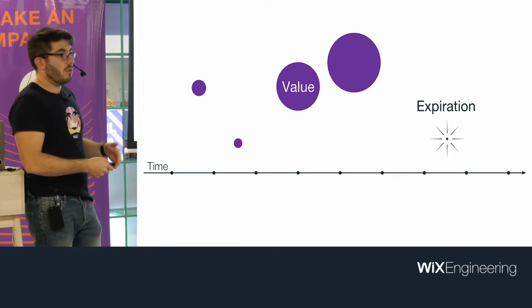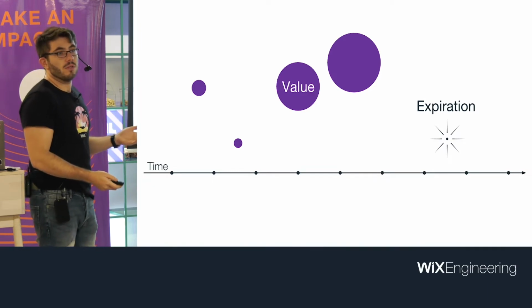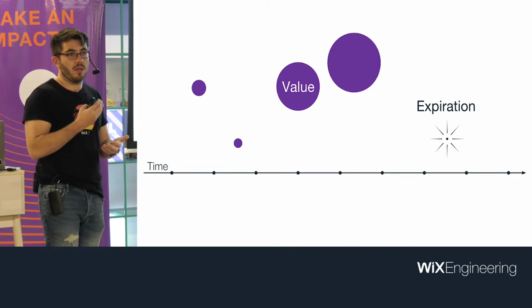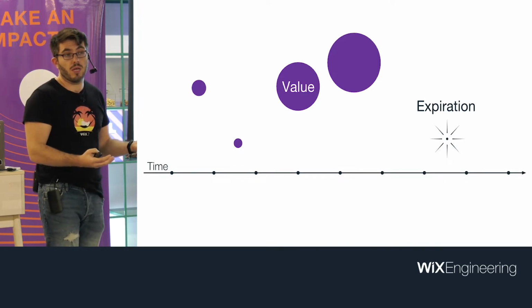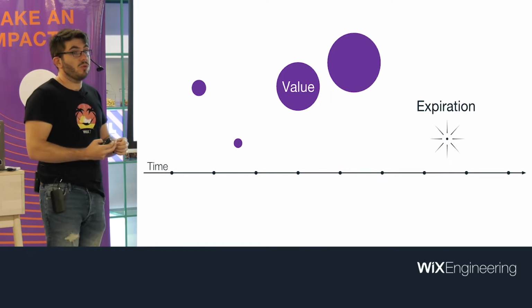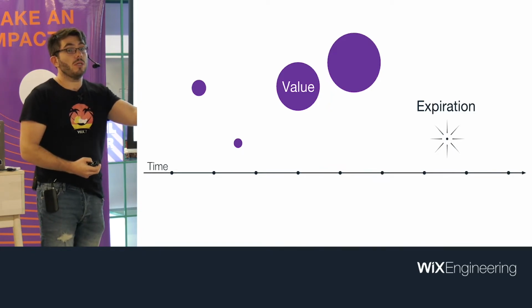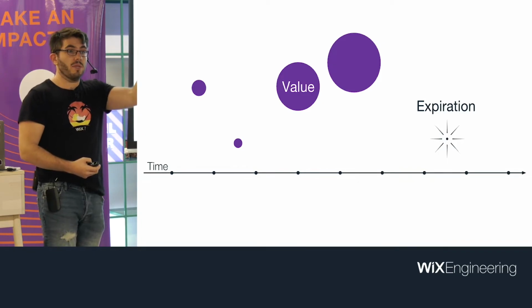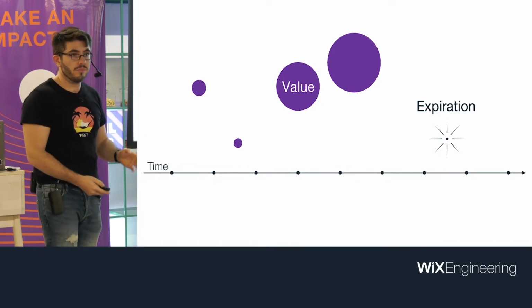Also, each option has an expiration date. It expires. I cannot postpone a decision indefinitely because then I may lose valid options. So I need to define some sort of condition. It doesn't have to be a date even. It can be a condition that says that when this becomes true, I have to make a decision.